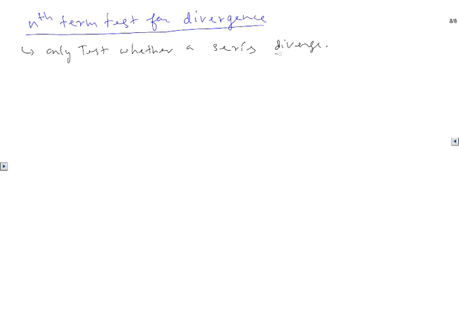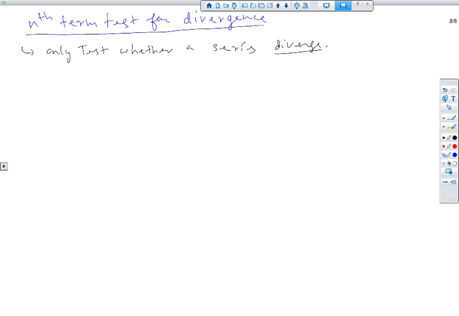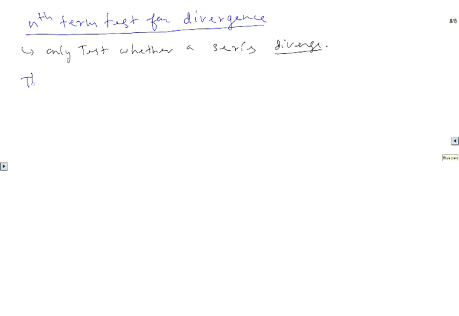Yeah, that's one of the problems with this one. But this is a very powerful result. You can save a lot of time remembering this result. Okay, so what the result says, so theorem, what we call the nth term test.